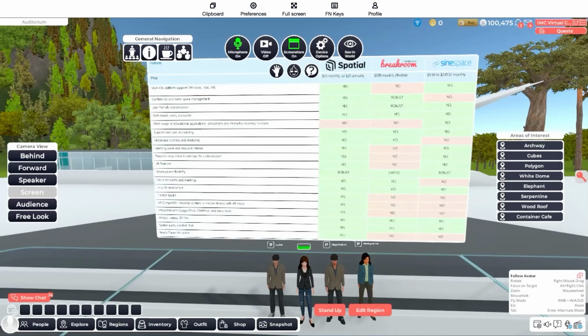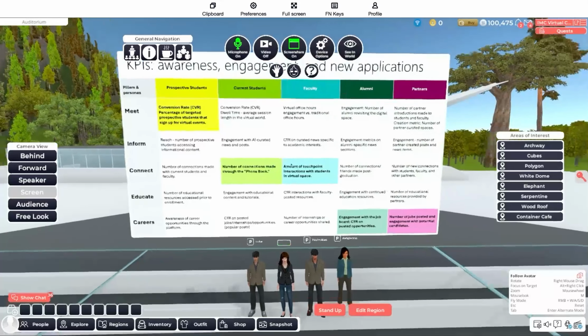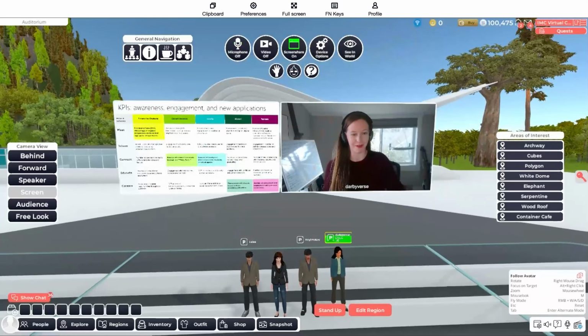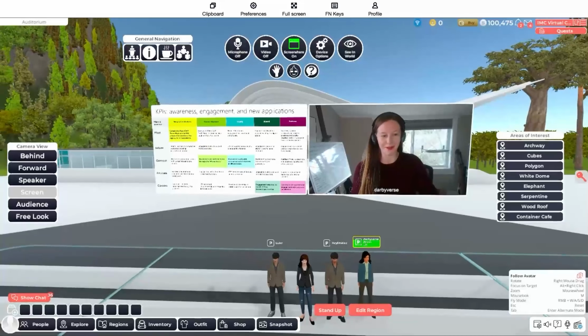Now I get to hand it off to Kathleen. Go for it. Thank you so much, Kat. I'm going to try to turn on my video here and see if you guys can actually see me or if that breaks everything, but hello.